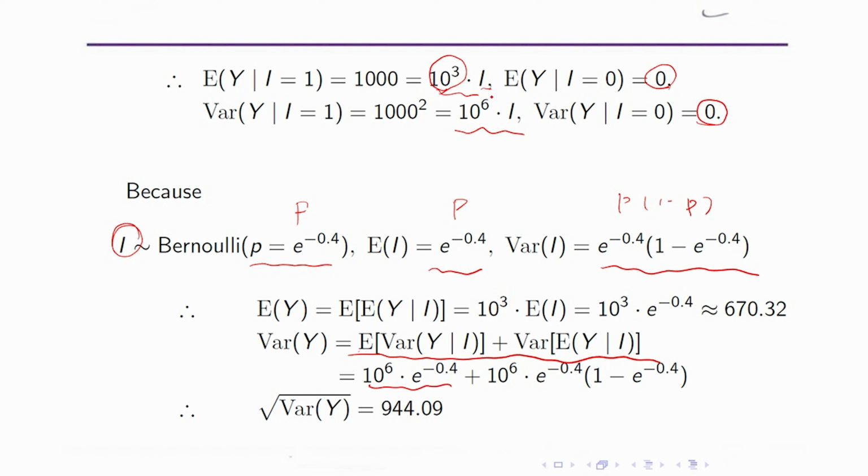So you can compute the variance of this, and then you can bring out the constant, so you have 10 to the power of 6 times the variance of I, which is equal to e to the minus 0.4 times 1 minus e to the minus 0.4. And because the question is actually asking for the standard deviation, you simply need to take a square root. So we get about 944.